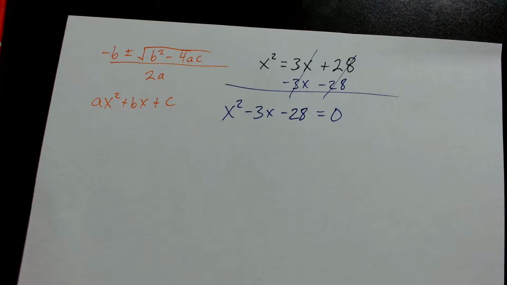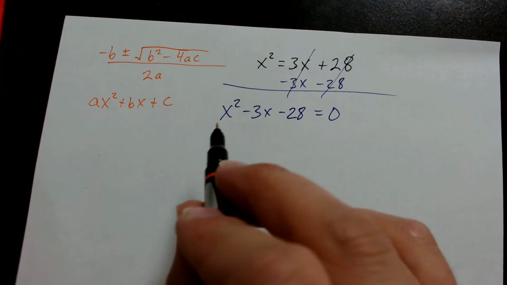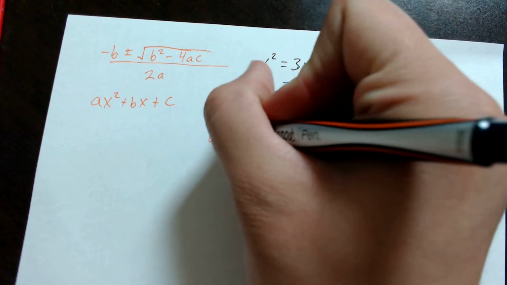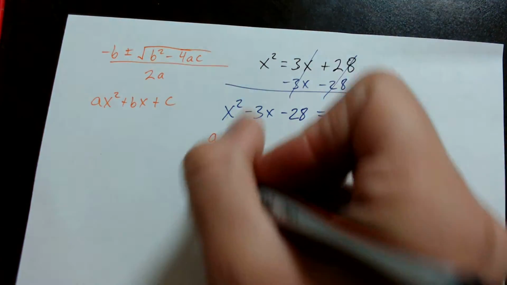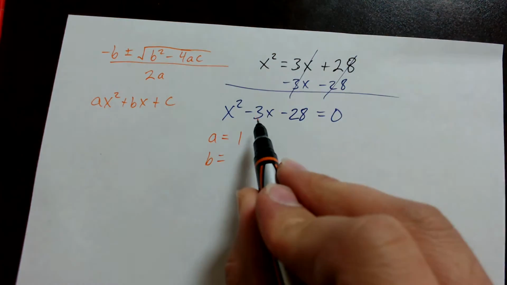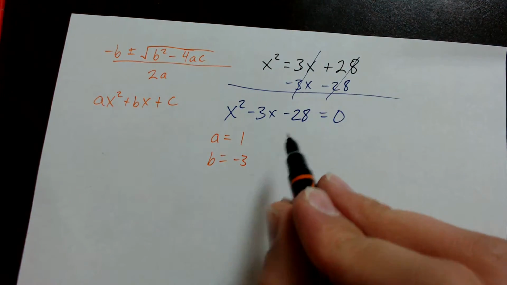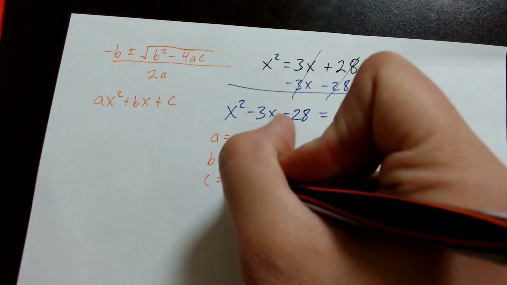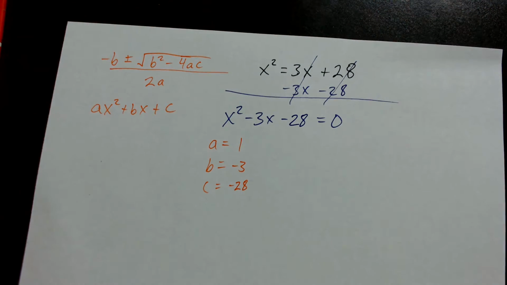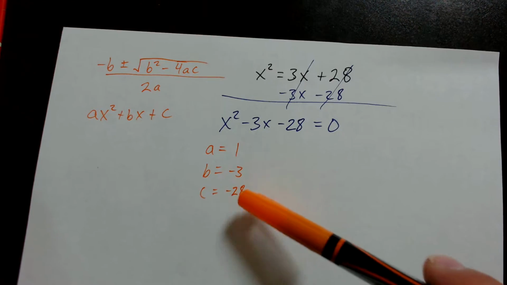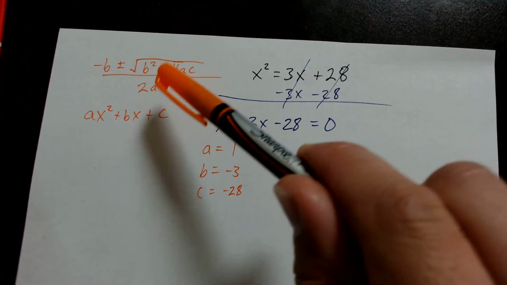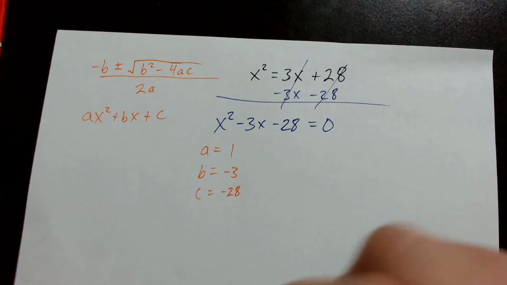So if we were going to put this in terms of the quadratic equation, our a term is going to equal positive 1. Our b term is going to equal negative 3. Yes, it carries the sign with it. And our c term is going to equal negative 28. So all I have to do now is take these three numbers, plug them into these three letters in this equation, and solve.